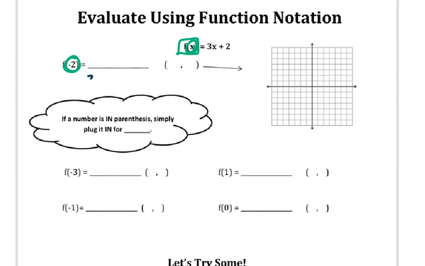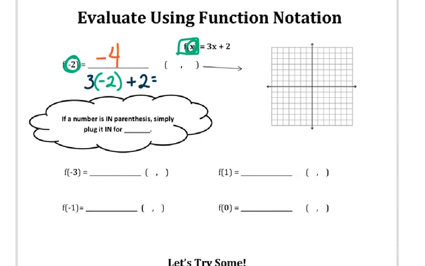So let's see. It says 3, instead of x, I'm going to plug in -2 and then plus 2. 3 times -2 is -6. -6 plus 2 is the number -4.